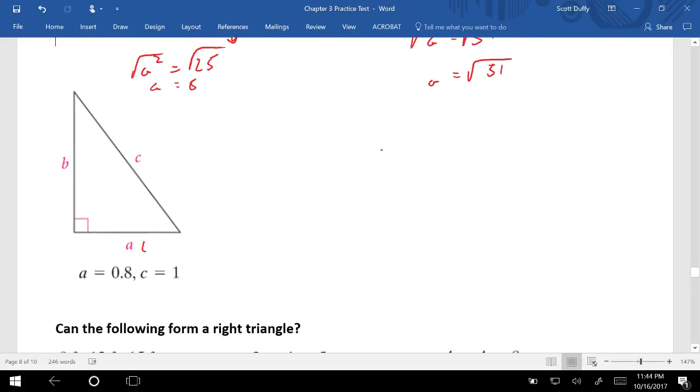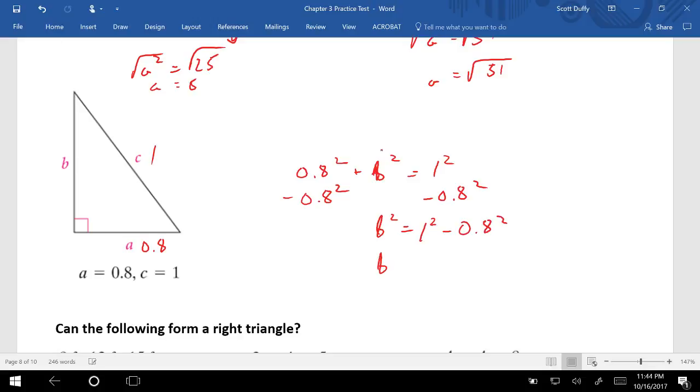Okay, A is 0.8, C is 1. I'm going to set up the same way. 0.8 squared plus B squared equals 1 squared. Subtract 0.8 squared. I get B squared equals 1 squared minus 0.8 squared equals 0.36. Square root both sides. You get B equals 0.6.